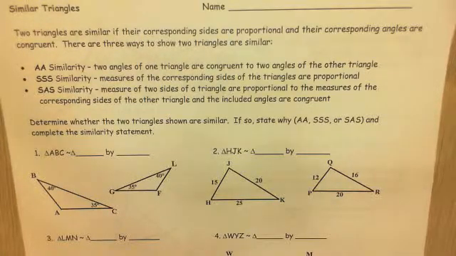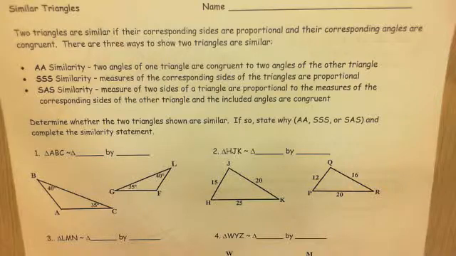Today's topic is going to be moving into what we call similar triangles. Keep in mind, guys, similar is not the same as congruent. With congruent, they had to be the same size and same shape. With similar triangles, they're similar if their corresponding sides are proportional and their corresponding angles are congruent. So basically, it's going to have the same shape, but they will be two different sizes. They'll be proportionally larger or proportionally smaller than each other.